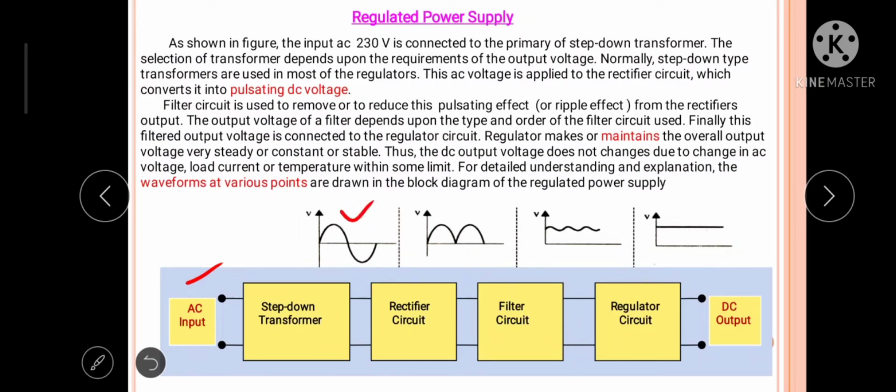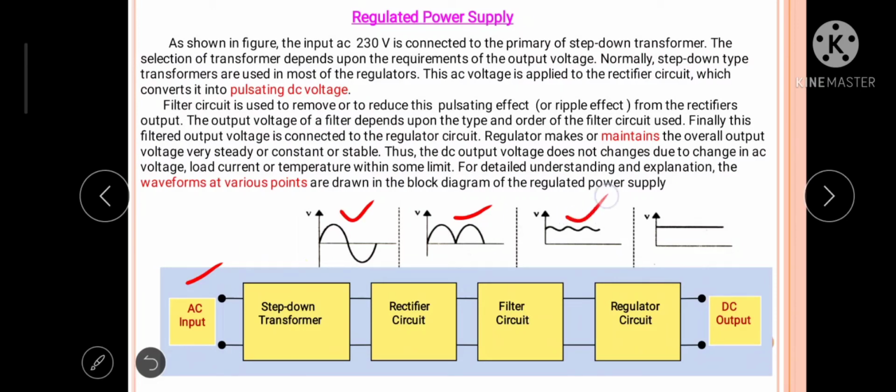This AC voltage is applied to the rectifier circuit, which converts it into pulsating DC voltage. This is the output of a rectifier, which is pulsating DC. Next part is the filter circuit, which is used to remove or to reduce these pulsating effects or ripple effects from the rectifier's output. The output voltage of the filter depends upon the type and order of the filter circuit used.